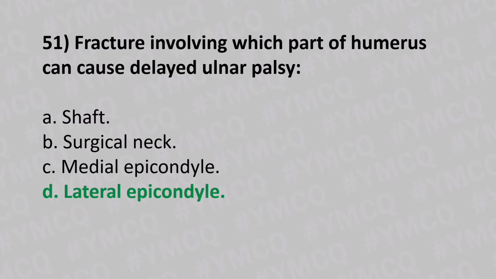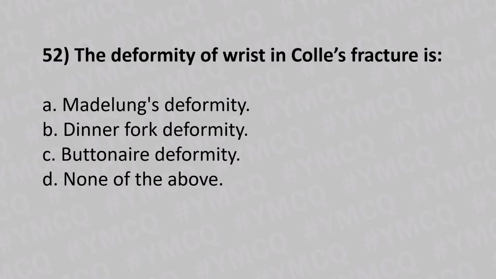Moving to our 52nd question. The deformity of the wrist in Colles fracture is option A, silver fork deformity. Option B, dinner fork deformity. Option C, Pott's deformity. Option D, none of the above. And the answer is option B, dinner fork deformity.